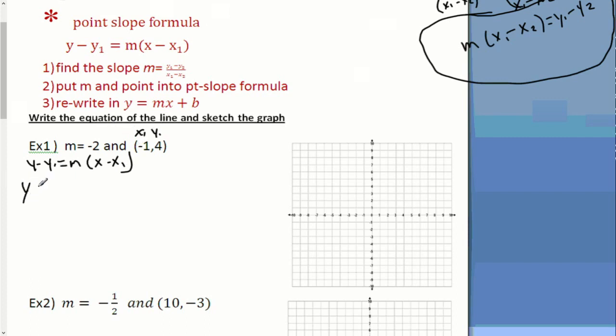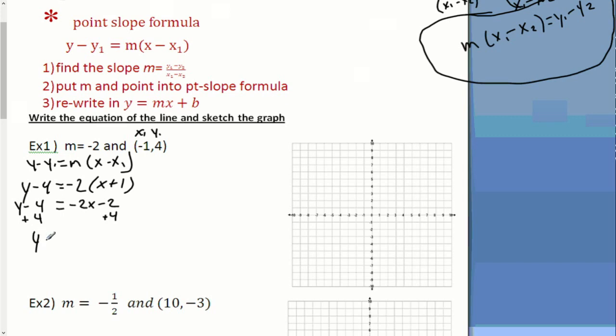y minus 4 is equal to, the slope is negative 2 times x minus a negative 1, which becomes plus 1. See what I did there? Just plugged in the pieces. All right, I'm going to distribute the negative 2, so I'll end up with negative 2x. Negative 2 times 1 is negative 2, equals y minus 4. Add 4 to both sides.